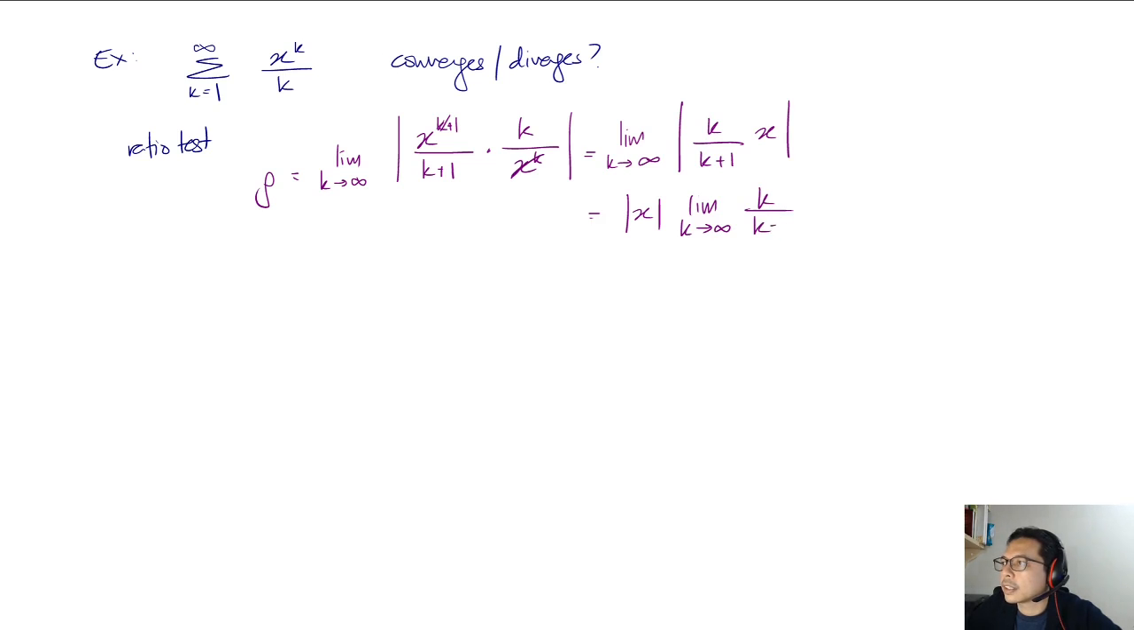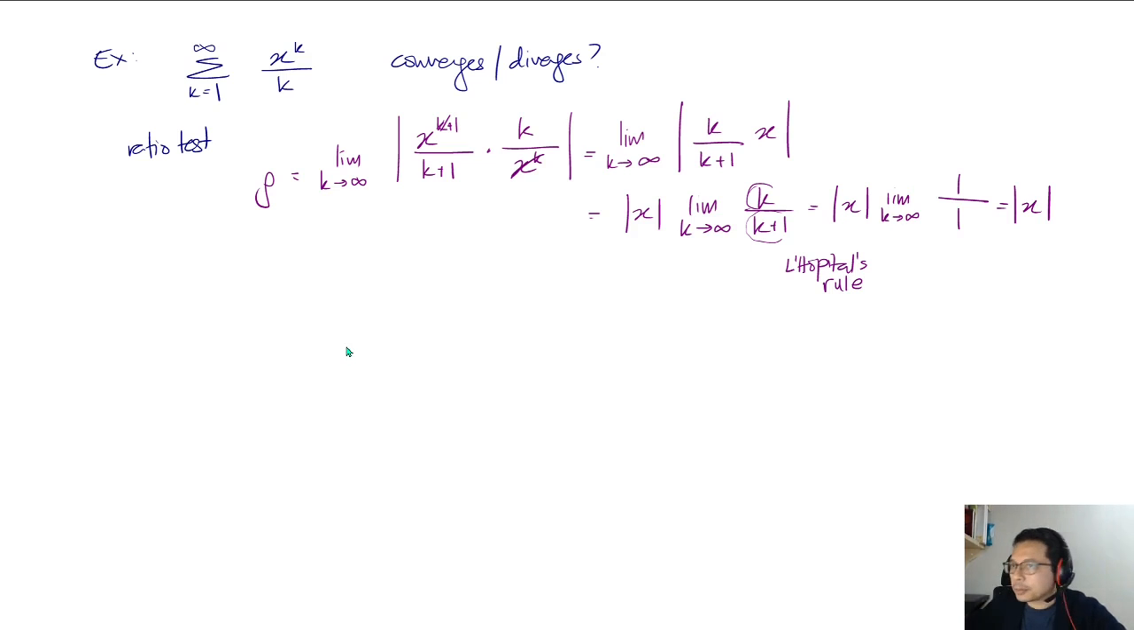So I know when k approaches infinity, I'm just going to use L'Hopital's rule here, just to make my calculation of the limit easier. Okay, I hope you still remember L'Hopital's rule. What I'm going to do is differentiate the numerator and differentiate the denominator, and then find the limit that way. Okay, so differentiating up here with respect to k, I got 1. Differentiating down here with respect to k, I got 1. So I'm left with that. So now I know that rho is equivalent to the absolute value of x. It's the same as before.